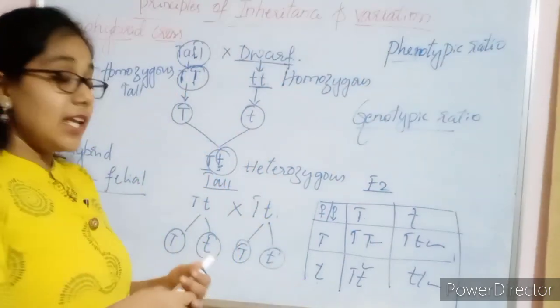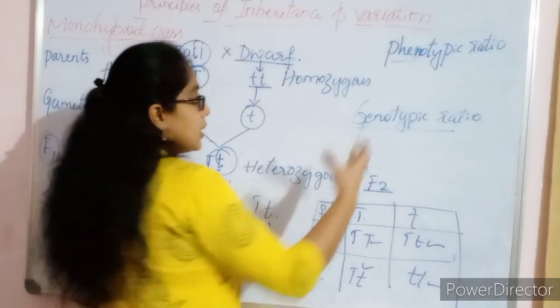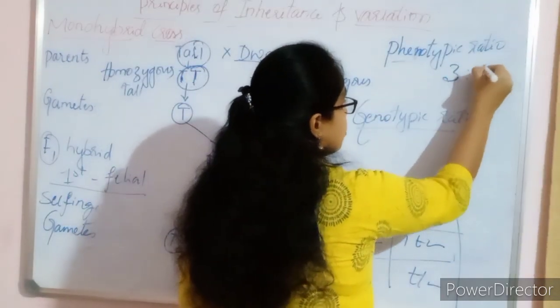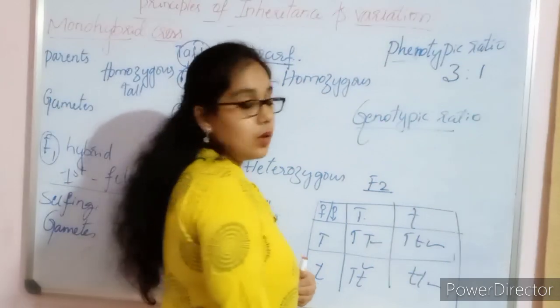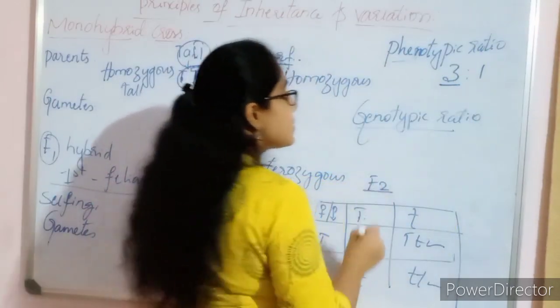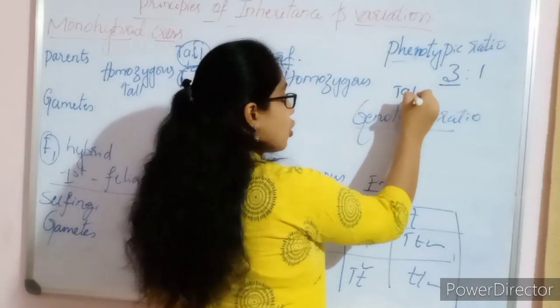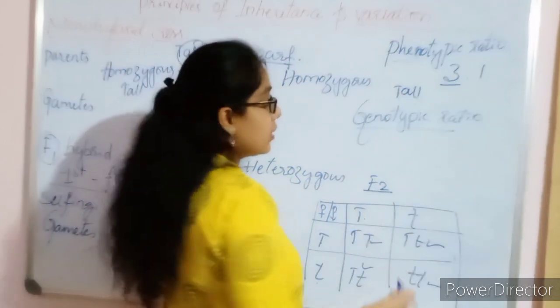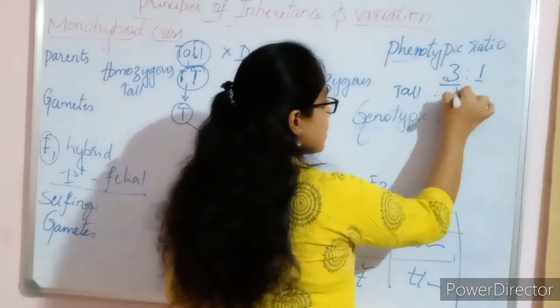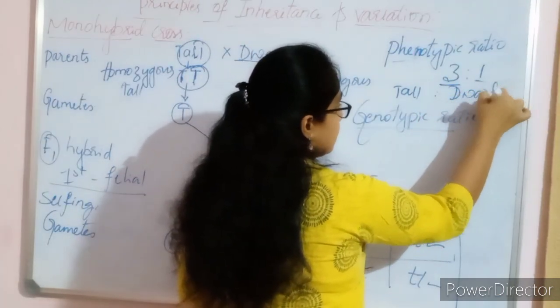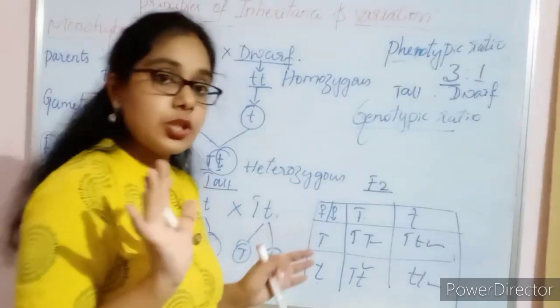Correct. So the ratio is 3:1. Okay. So 3 means how many? The tall plants are there. So 1 means it is dwarf. This is called the phenotypic ratio.